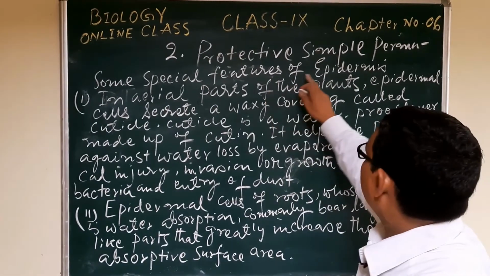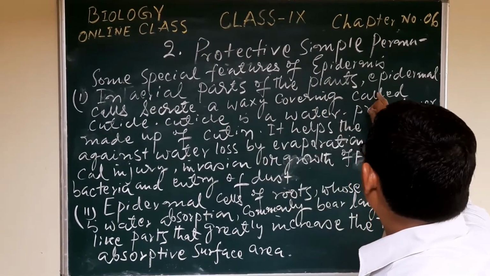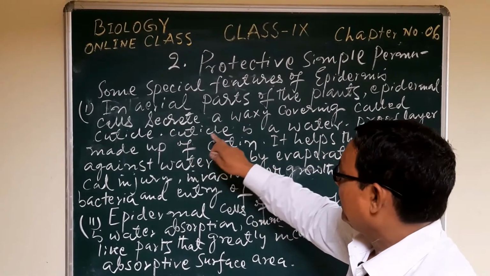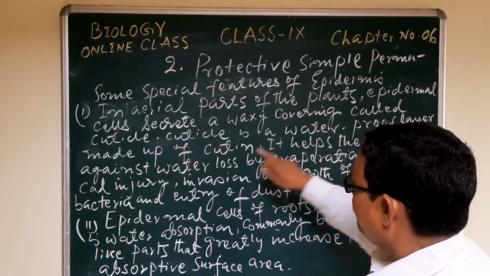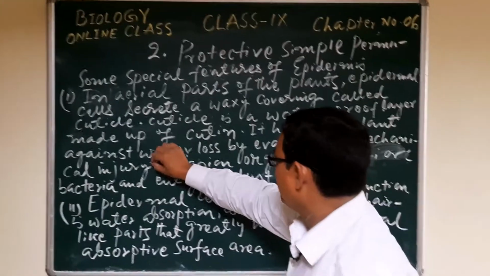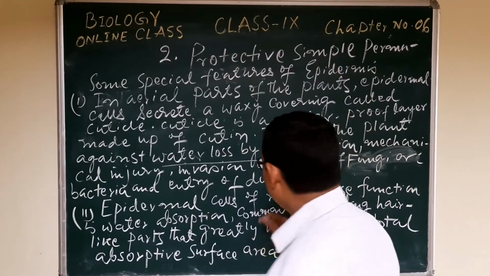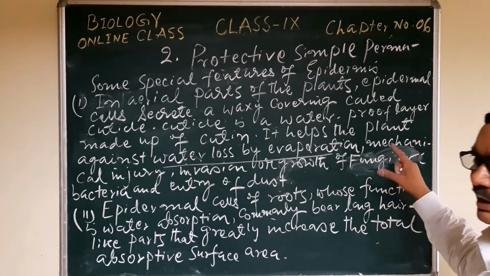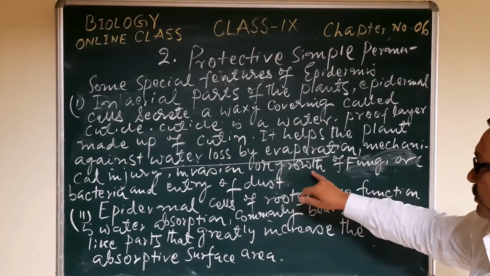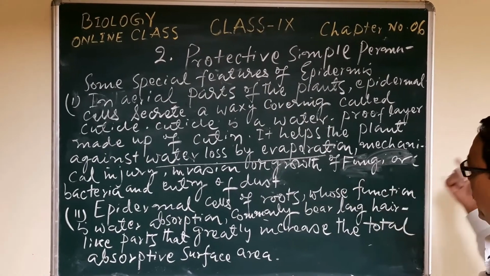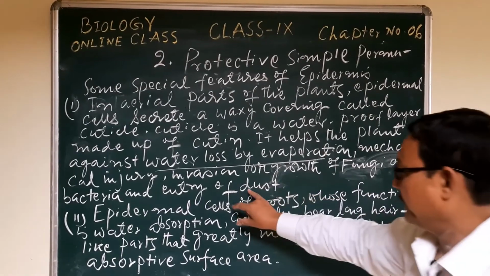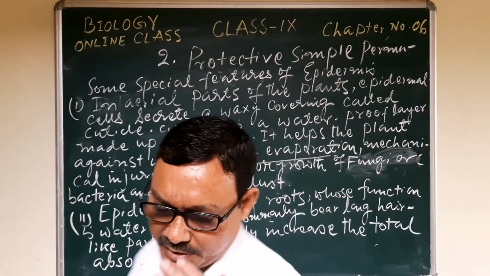Here are some features. In aerial parts of the plants, epidermal cells secrete a waxy covering called cuticle. Cuticle is a waterproof layer made up of cutin. It helps the plant against water loss by evaporation. It is mainly helpful in desert plants where there is scarcity of water. It also protects against mechanical injury, invasion or growth of fungi or bacteria, and entry of dust. So this is the protective nature.